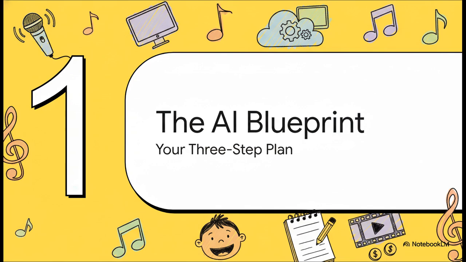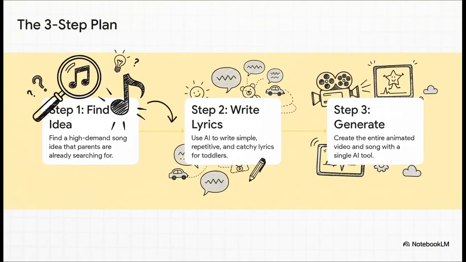Well, we're going to walk through a super simple 3-step blueprint that'll take you from a totally blank page to a finished, ready-to-upload video. It really just boils down to these 3 steps. First, we find a song idea that we already know people are looking for. Second, we get AI to write the perfect, catchy lyrics. And third, the magic part, we use one tool to generate the entire animated video and the song. So, let's jump into step 1.